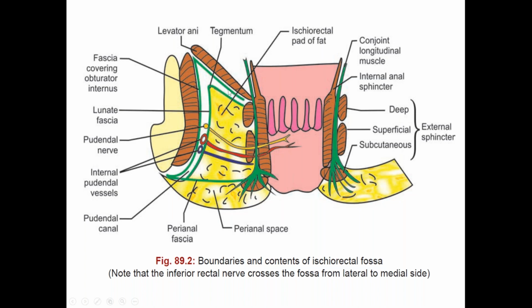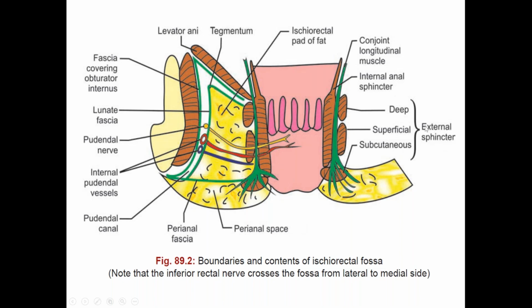Here, this is the ischiorectal fossa. This is the perineal space, and this is the border here. You connect fascia, and here it is bordered by the fascia covering the obturator internus. So this is the space of the ischiorectal fossa. If there's any perineal tear, look here, for this is the external sphincter.